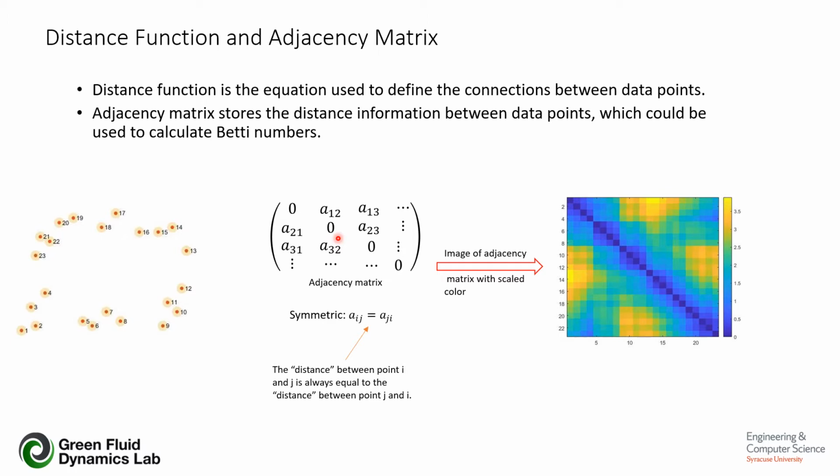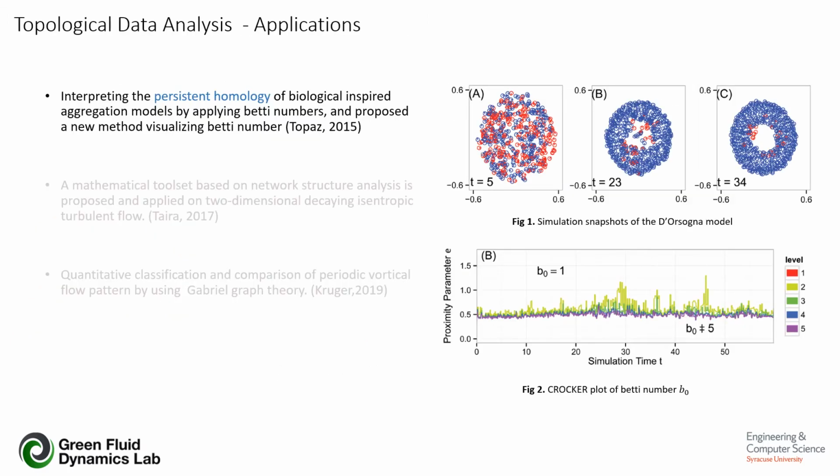Based on the definition of the adjacency matrix, the distance between point i and j is always equal to the distance between point j and i. So it should always be symmetric, while the diagonals are always 0. And here is an image of the adjacency matrix with scaled color for our example, where yellow represents high distance values and blue represents low distance values.